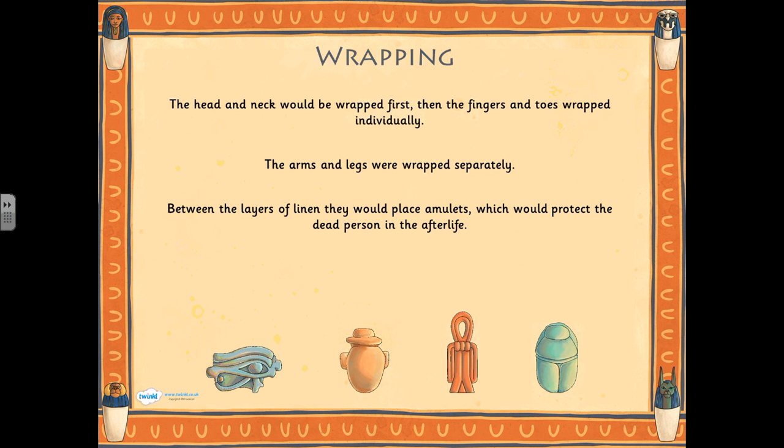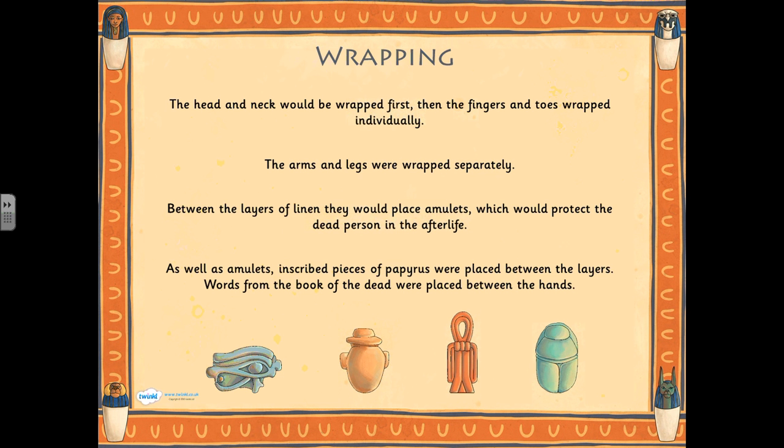And then between the layers of cloth, the mummifier would place amulets, these special brooches, sort of gemstones, and these were thought to protect the dead person in the afterlife. As well as amulets, pieces of papyrus, which is ancient Egyptian paper, were placed between the layers, and this paper would have words from the Book of the Dead placed between the hands.